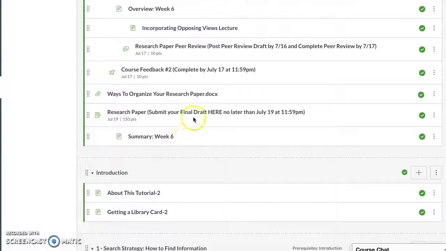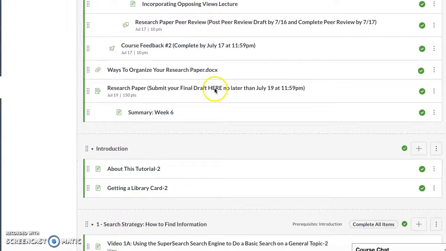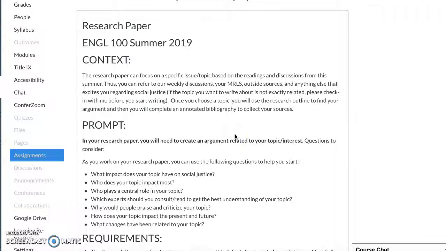So now I want to talk about the research paper prompt, and that's in week 6. I put it down there because that's where you're going to turn it in. I did change some things. I got some emails from people that were confused. I really apologize. I had to alter this assignment. Again, if you notice stuff, please tell me, because I make mistakes.